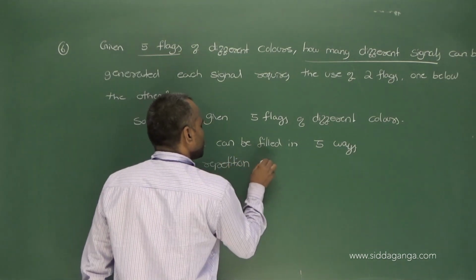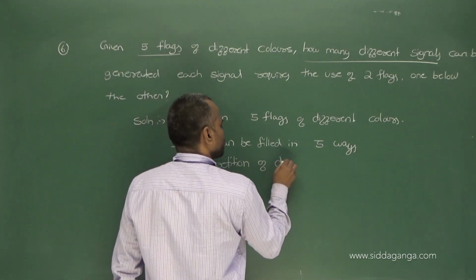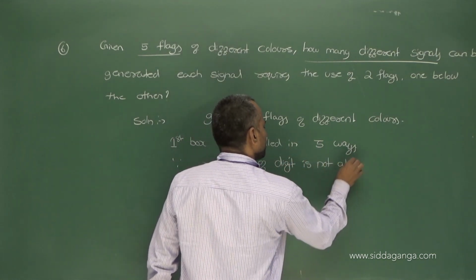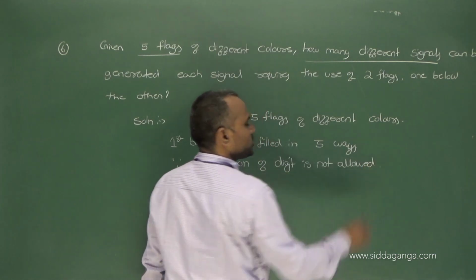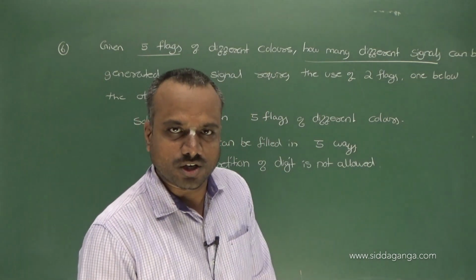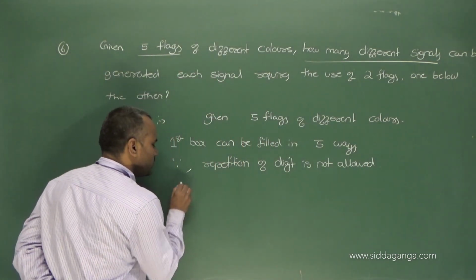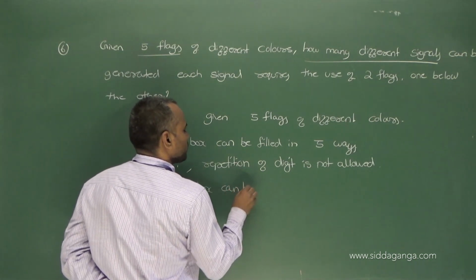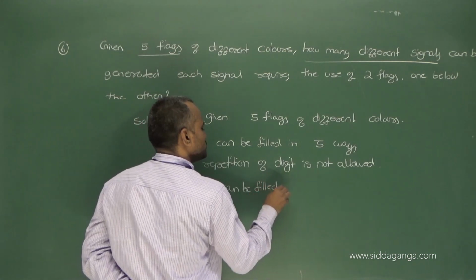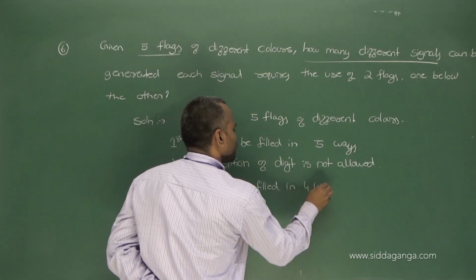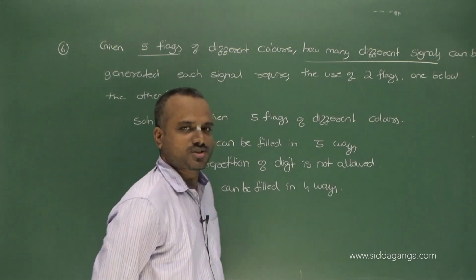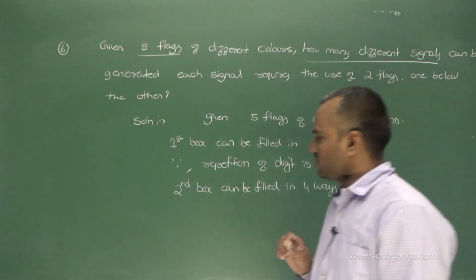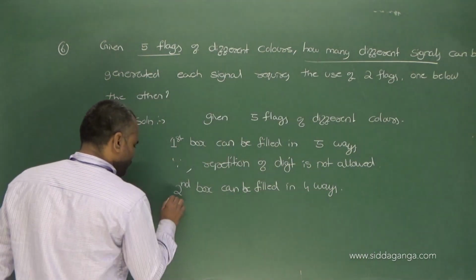Next one. Since repetition of the digit or flag is not allowed, the second box can be filled in how many ways? 4 ways. Okay.